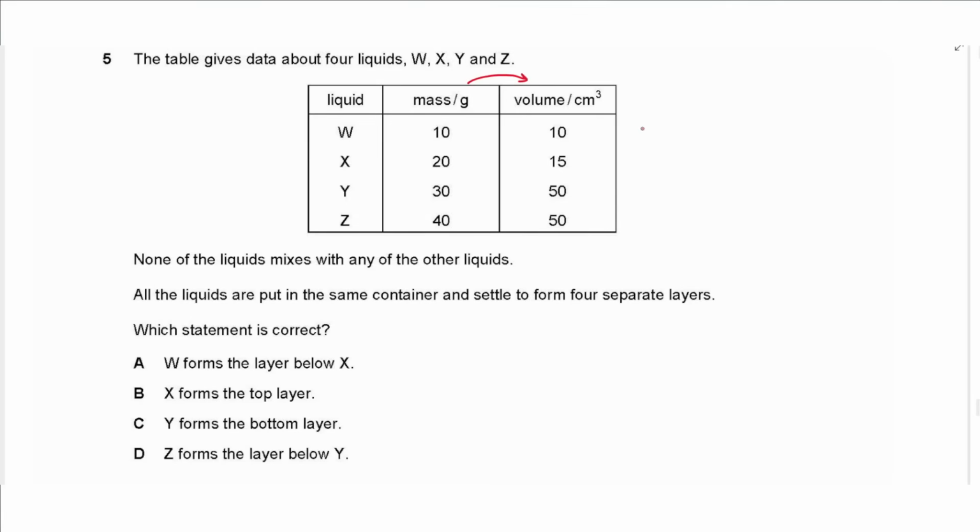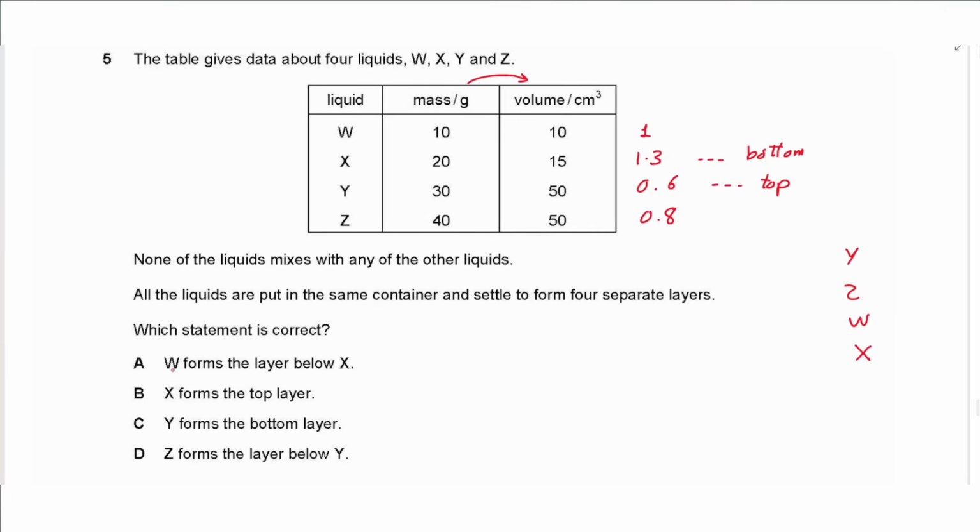So 10 divided by 10 gives 1. 20 divided by 15 gives 1.3. 30 divided by 50 gives 0.6. 40 divided by 50 gives 0.8, which means that with 0.6, Y will be at the top, and the heaviest or most dense liquid, which is X, will be at the bottom. So for order, we have Y at the top, then Z, then W, and then X at the bottom.